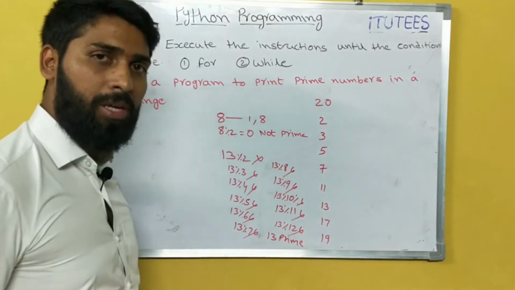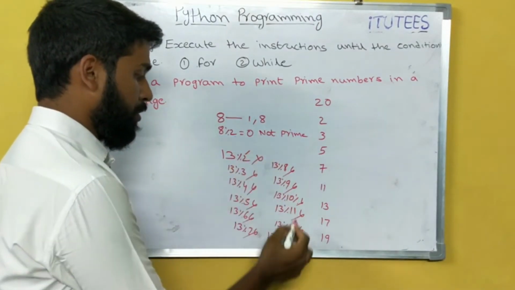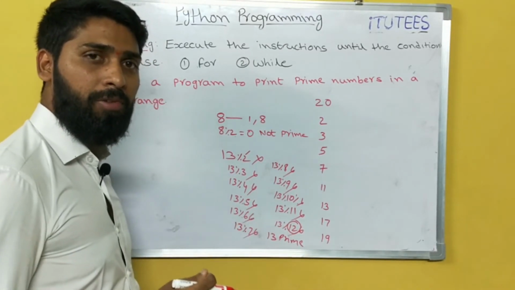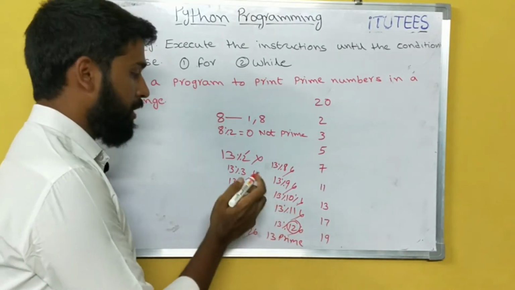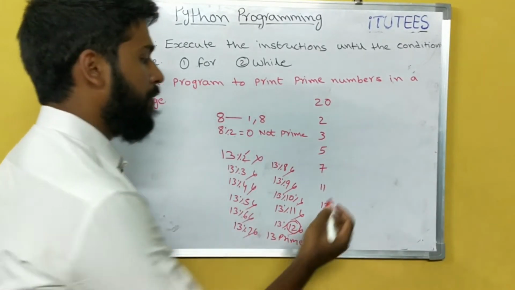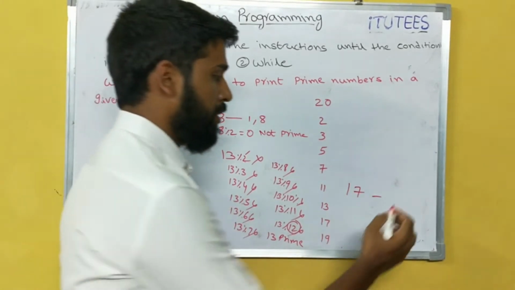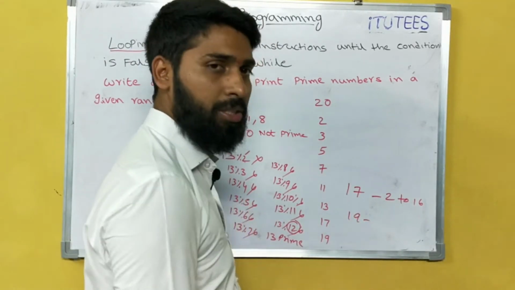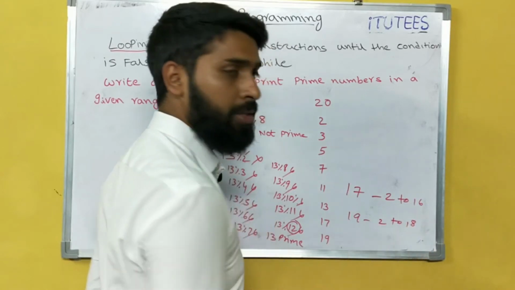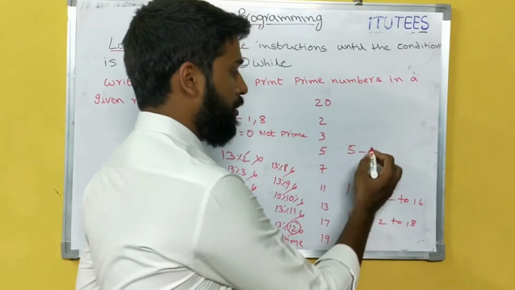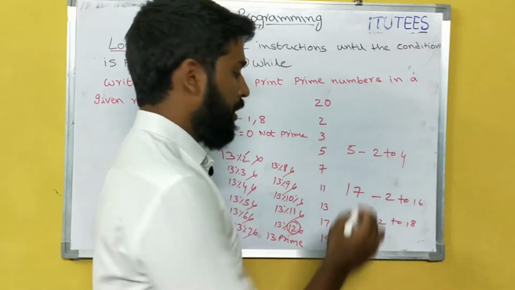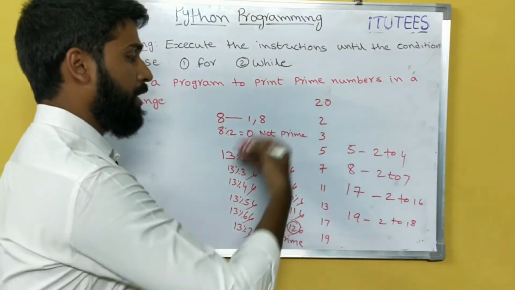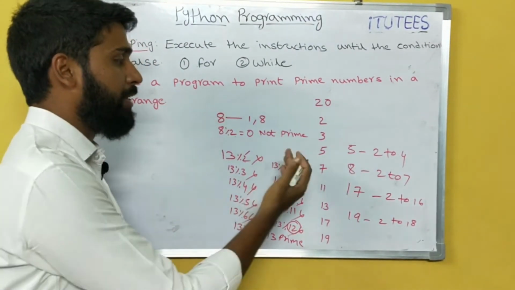So we can check from 2 to 12 to find whether 13 is a prime number or not. If it is 17, what is the range? 2 to 16. If it is 19, what is the range? 2 to 18. If it is 5, the range is 2 to 4. If it is 8, the range is 2 to 7. I hope you all understand the logic of how we can find the prime number.